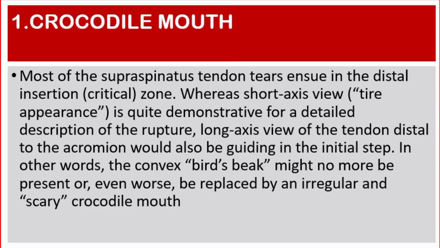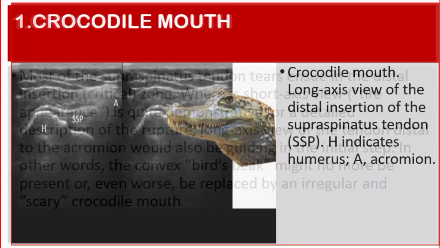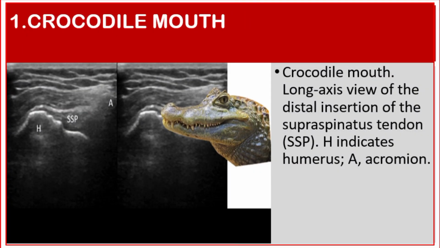We will begin with number 1, crocodile mouth. Most of the supraspinatus tendon tears occur in the distal insertion critical zone, whereas short axis view tire appearance is quite demonstrative for a detailed description of the rupture. Long axis view of the tendon distal to the acromion would also be guiding in the initial step. In other words, the convex bird's beak might no more be present or even worse, be replaced by an irregular and scary crocodile mouth.